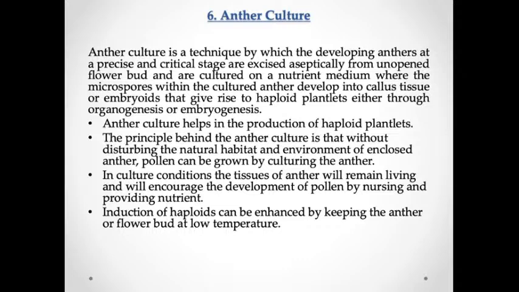The principle behind it is that without disturbing the natural environment of the enclosed anther, pollen can be grown by culturing the anther. So in culture conditions, the tissues of the anther will remain living and will encourage the development of pollen by nursing and providing nutrients. And furthermore, induction of haploids can be enhanced by keeping the anther of the flower bud at low temperature.